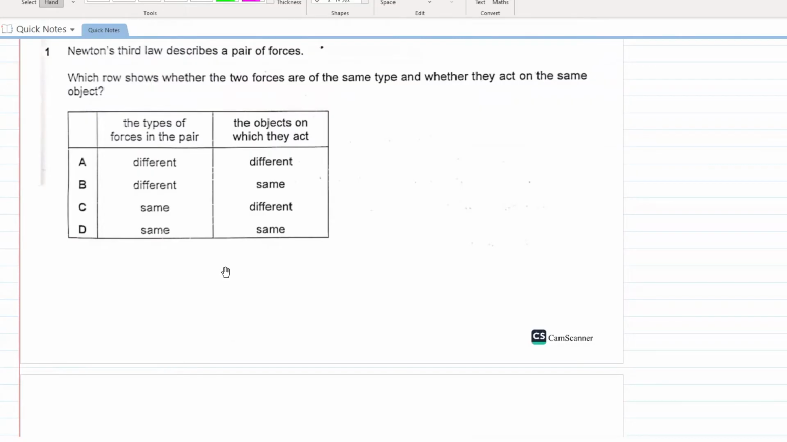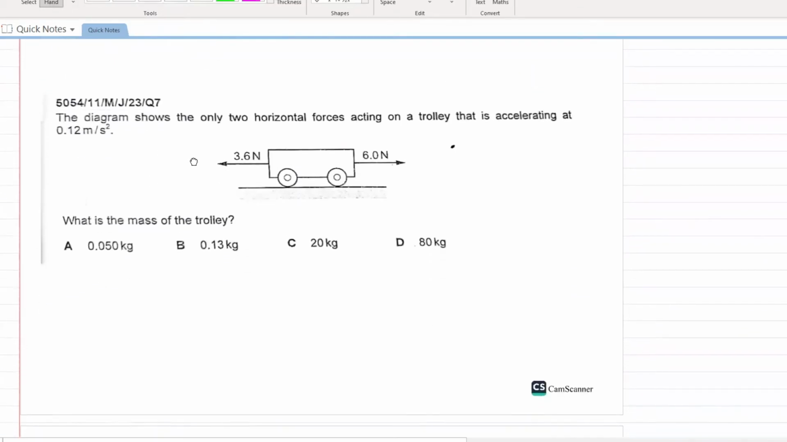So the forces are of the same type according to Newton's third law, but they act on different objects. C is your answer. Let's further move ahead.